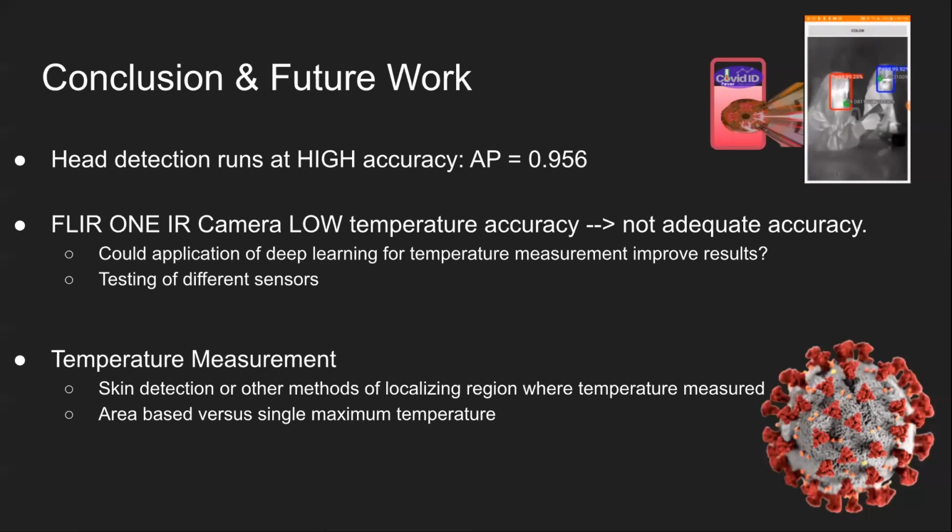Additionally, further techniques such as skin detection could be used within the bounding box regions to remove possible interference from other parts of the scene that are not a part of the head, making a more robust region for analysis. Lastly, rather than simply extracting the highest temperature found in a region, perhaps a more complex type of analysis, such as an area-based analysis rather than a pixel-by-pixel analysis, might improve performance.